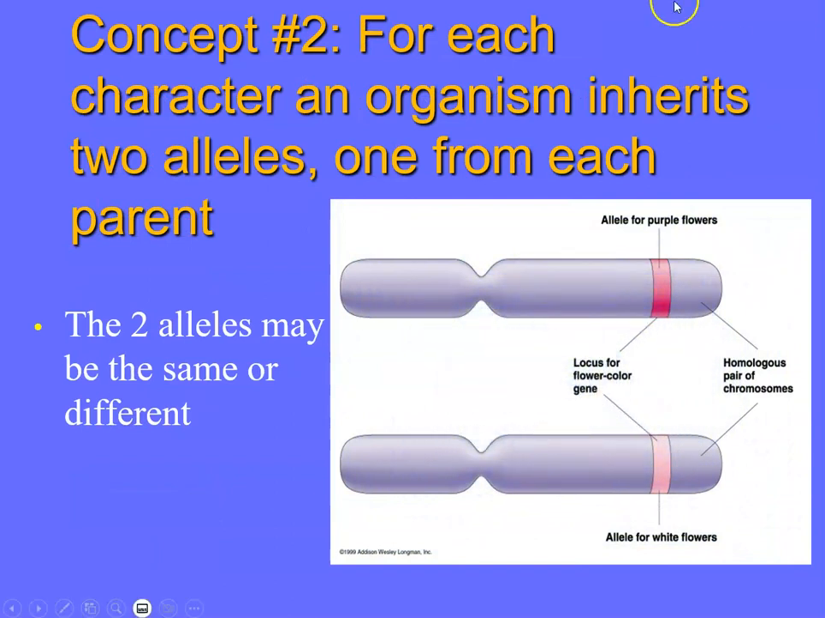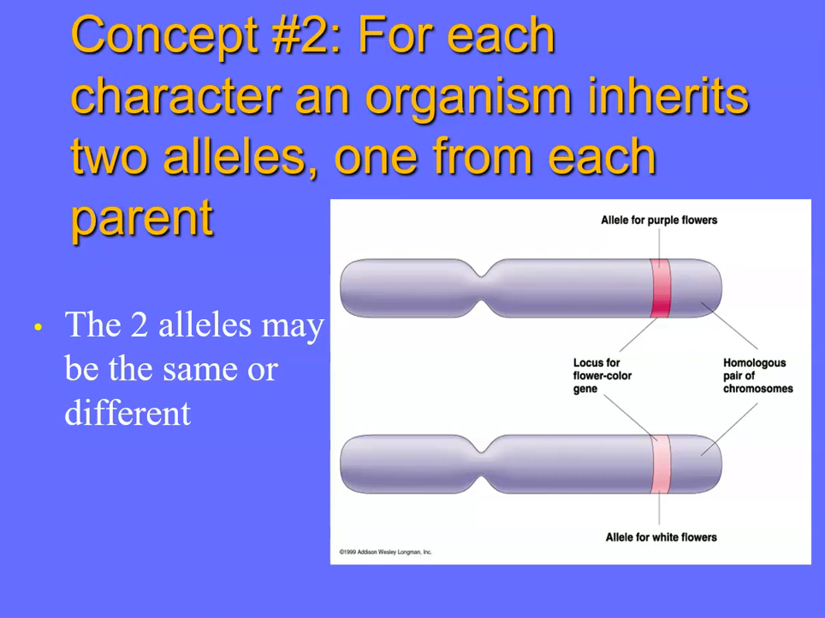And this brings us to concept number 2. Mendel recognized that for each character, an organism inherits 2 alleles, one from each parent. So here we could say we have the 2 chromosomes. They're homologous chromosomes. One came from the mother, one came from the father, pea plant, and one carries the allele for purple while the other carries the allele for white.